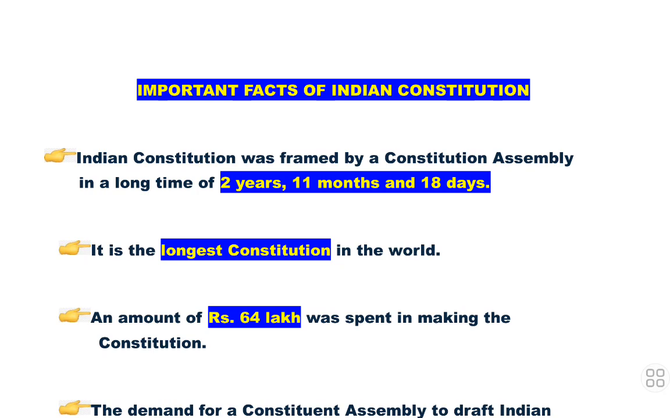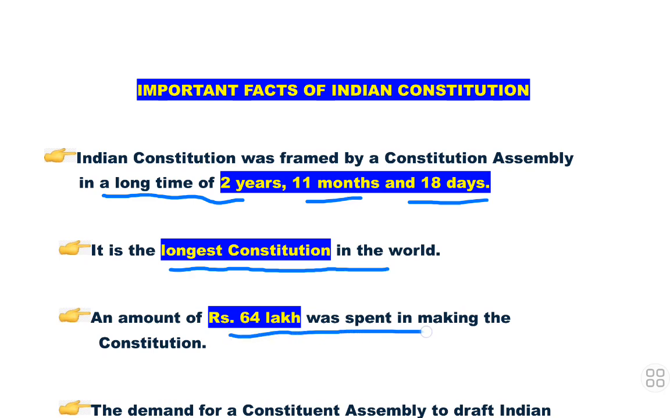Today we will discuss important facts of the Indian Constitution. The Indian Constitution was framed by the Constituent Assembly in a long term of 2 years, 11 months and 18 days. It is the longest constitution in the world. An amount of Rs 64 lakh was spent in making the constitution.